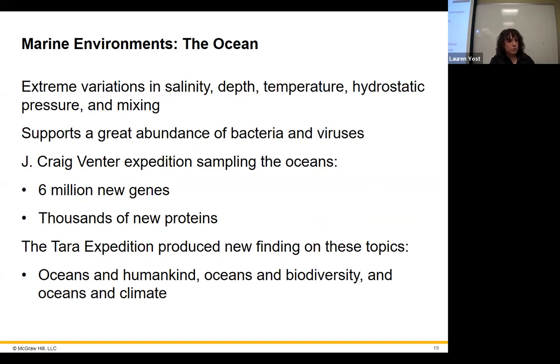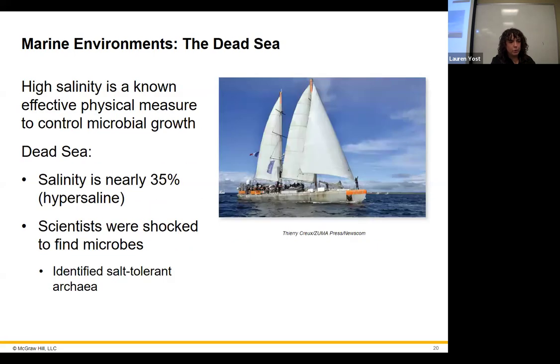There's a lot of organisms in the ocean, microbes too. We found a lot of new proteins and stuff like that in the ocean. The Dead Sea is an area that has very high saline content, salt content, 35% salt, which is extremely high, but there are still microbes even there.